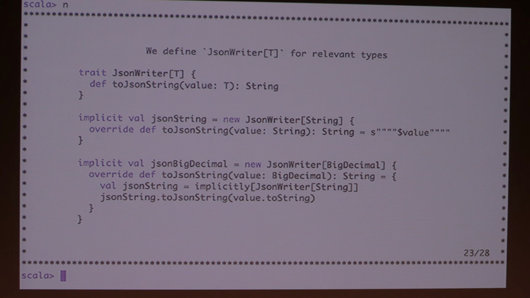What we can do now is create some implicit JSON writers for the types that are applicable for us. So we see here the JSONString, which will create a JSON string for us. It implements the method, and what it will do is just put quotes around it. For BigDecimal, I do something similar. I create a new JSONWriter[BigDecimal], I implement the method, and now from the implicit scope, I summon the JSON writer for strings. I convert the BigDecimal to a string and then use the JSON writer to actually create the JSON value of it. So instead of doing this, I could have also just referenced JSONString directly.